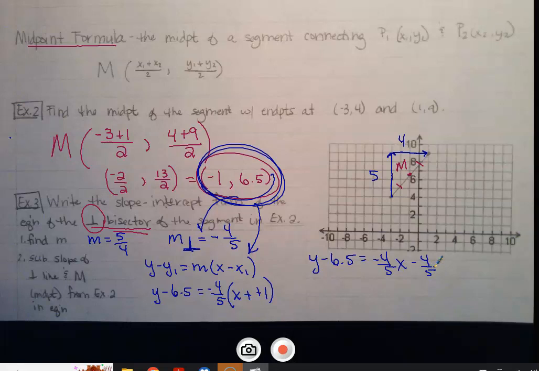Bobby, we good? All right, perfect. Now what do I do next? Add the 6.5 to both sides. Okay, so y equals negative 4/5 x. How are we going to do that one? Negative 4/5 plus 6.5. Oh, with a calculator. Fair enough. Okay, good. You're good. So negative 4/5 x plus 5.7 is the equation of the line.